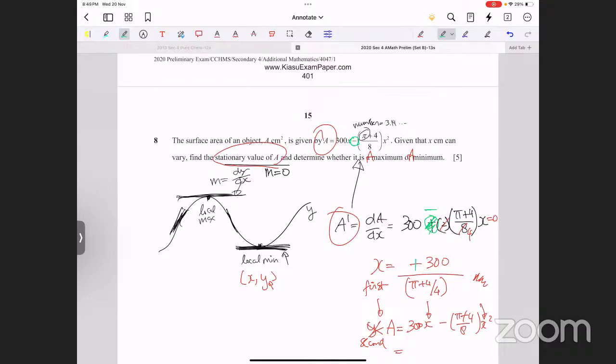I got a positive answer. Makes a bit more sense. What is it? 25204 point something, something. 0.46191. Okay, so like that. And the unit in this case will be centimeter square, right?